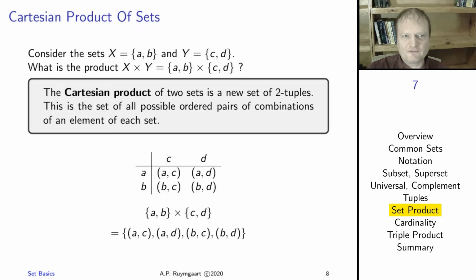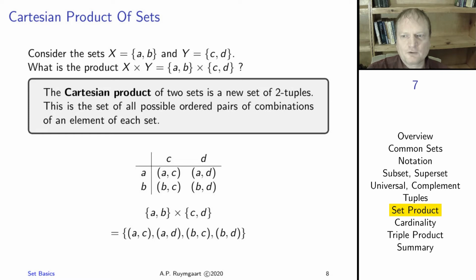We'll now move on to a very important concept, and that is that of the product of sets, also called the Cartesian product of sets. Let's consider the set X with elements A and B and the set Y with elements C and D. Now what is the product X times Y? The Cartesian product of sets is a new set of tuples, of ordered pairs, where in each pair we have one element of each set. And we have all the possible combinations of an element of the first set with an element of the second set.